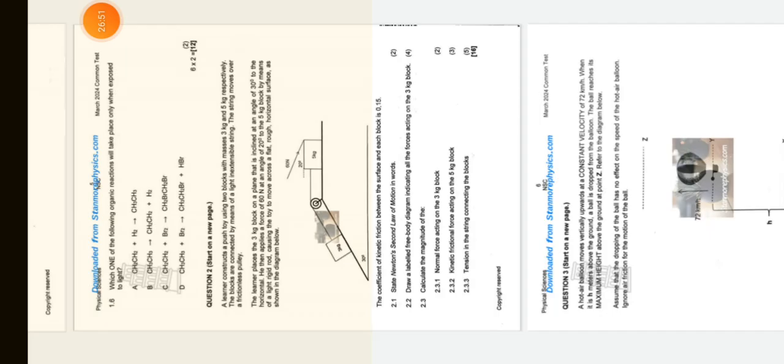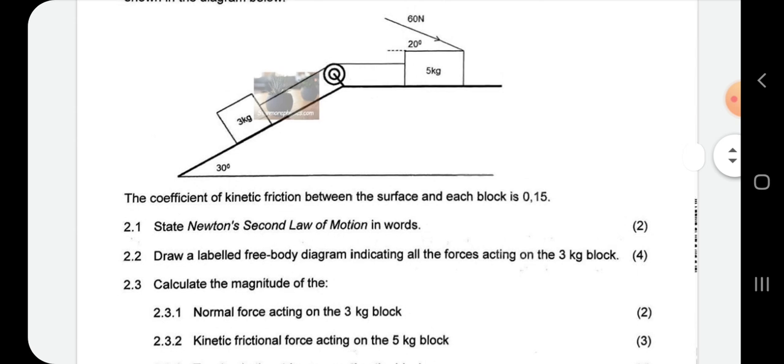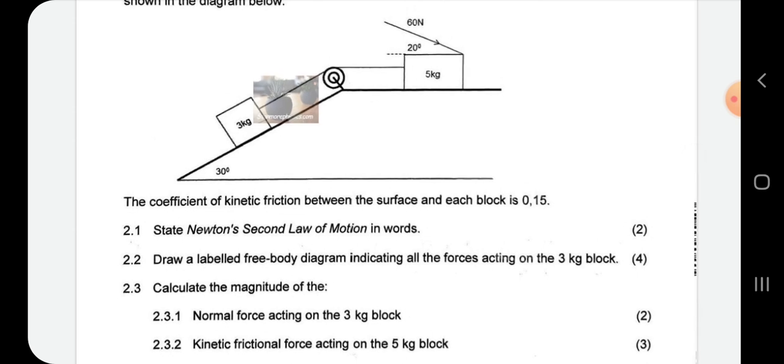Okay, so that is what we will conclude. Left is negative, right is positive. Remember the free body diagram: anything that is on the right will be positive, anything that is on the left will be negative.